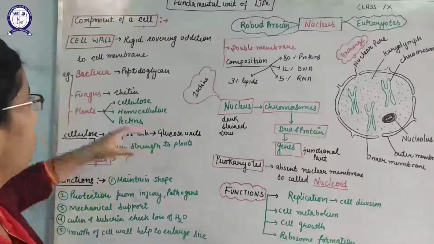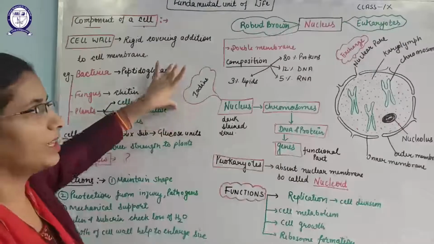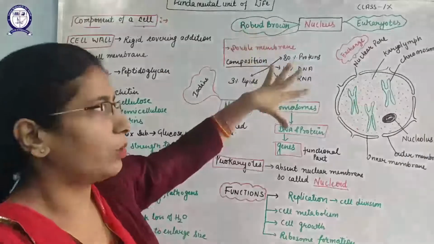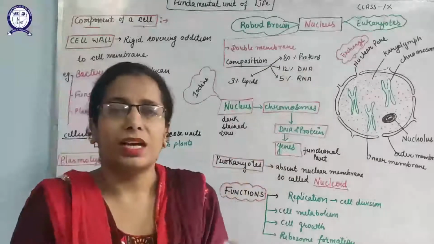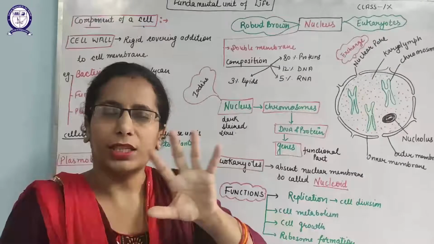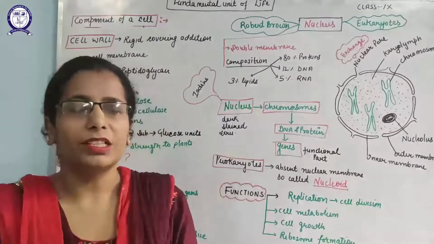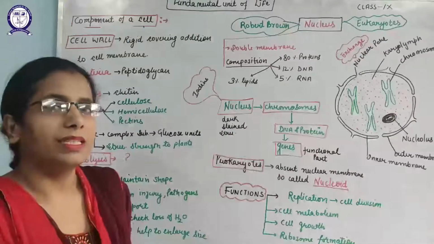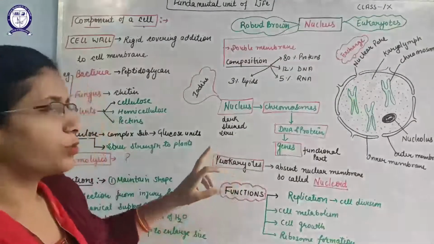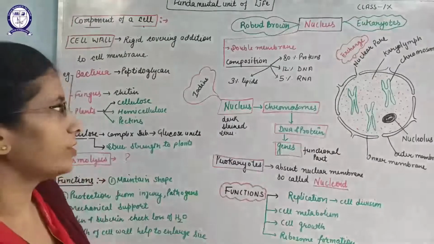Okay, after discussing the cell wall, now we are going to discuss the next component, that is the nucleus. Yes, the nucleus was discovered by Robert Brown. It is found in the eukaryotes, because when genetic material is covered by the nuclear membrane, that is known as the nucleus. But if genetic material is not covered by the nuclear membrane, then it is known as the nucleoid, which is mainly found in the prokaryotes. So in the prokaryotes, it is not fully developed due to the lack of the nuclear membrane.